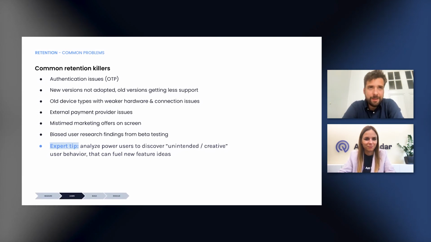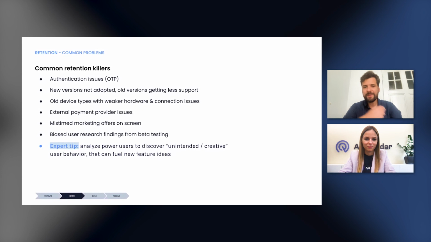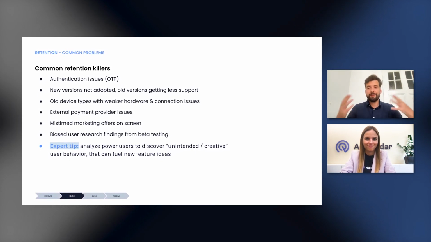And then lastly, a big one that we often see is biased user research findings that often follow after a beta test. We have seen this with some of our customers. What usually happens is users say during the user interviews that this new feature or the new version, everything there is straightforward. But then after you release, it turns out that that's not what is actually happening, and they're not adopting that new feature.